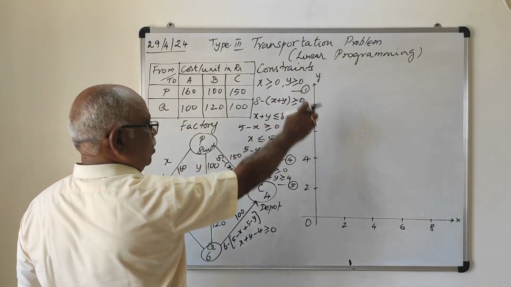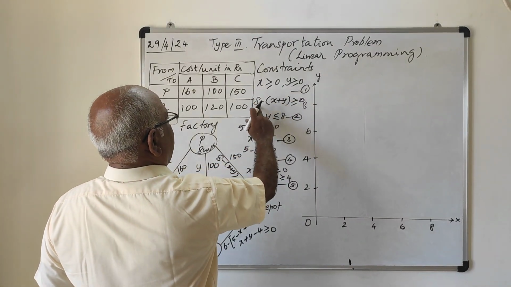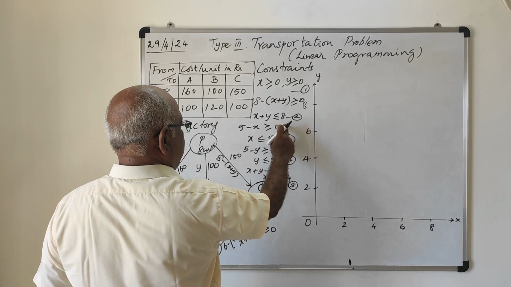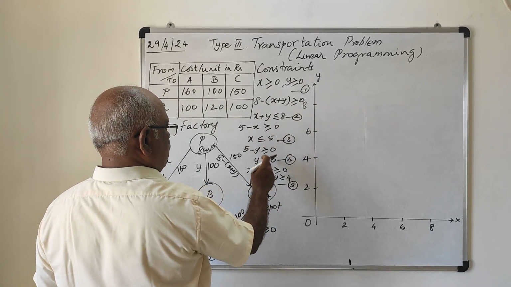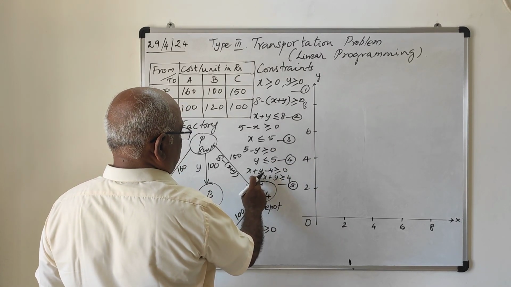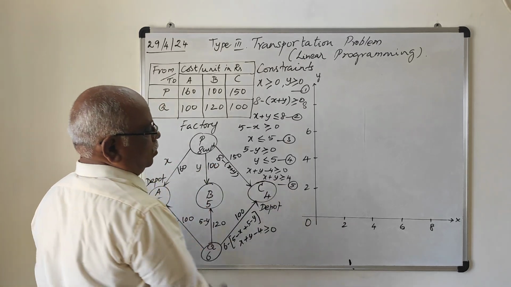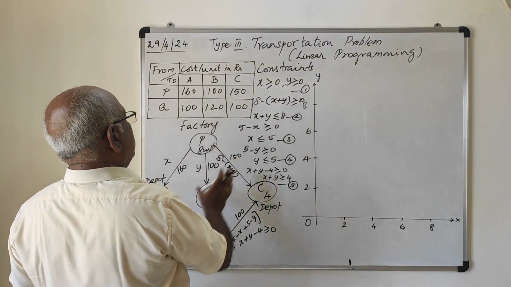X and y are non-negative variables, and 8 minus (x plus y) greater than or equal to 0 implies x plus y is less than or equal to 8. 5 minus x greater than or equal to 0 implies x is less than or equal to 5, and y is less than or equal to 5. And x plus y minus 4 is greater than or equal to 0 implies x plus y is greater than or equal to 4. These are the 5 constraints for this problem.